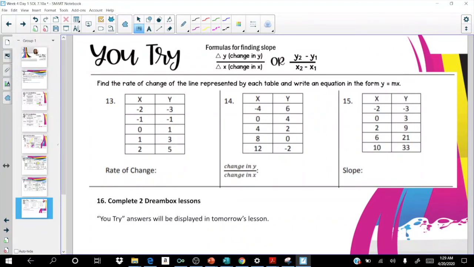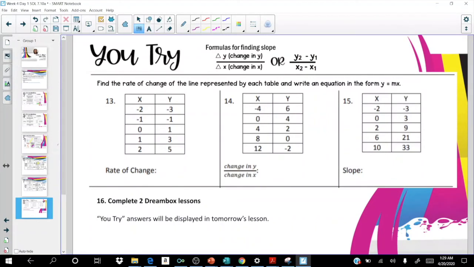So you're going to complete 13, 14, and 15. And you're also going to write or find the rate of change of the line represented by each table, and then also write an equation in the form y equals mx.